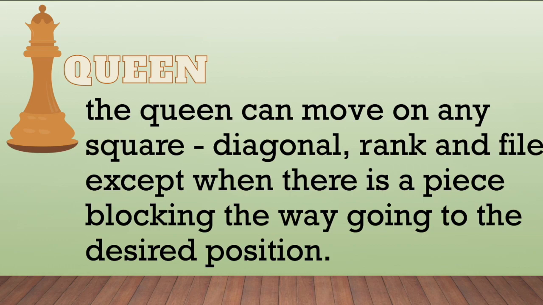The queen can move to any square: diagonal, rank (which is horizontal), or file (vertical), except when there is a piece blocking the way going to the desired position. Remember that the queen is the most powerful among all the chess pieces.